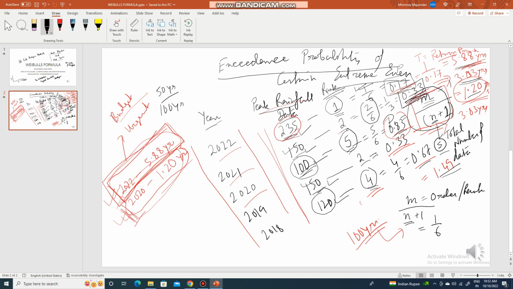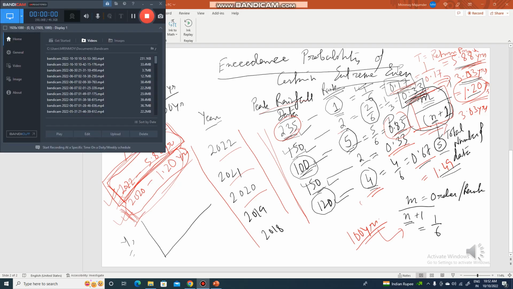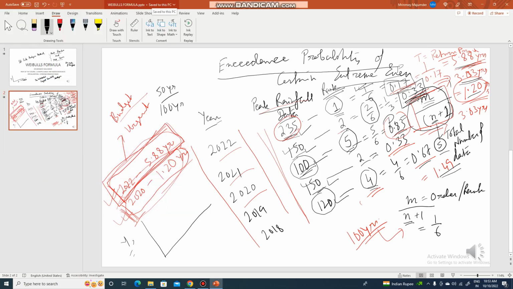Now you will draw a plot in a semi-log or log paper. This plot is known as Weibull's plot. In the y-axis, there will be the magnitude of the peak rainfall of the last 5 years. So you can say y is the peak rainfalls or the extreme events. And in the x-axis, you will have the return period.